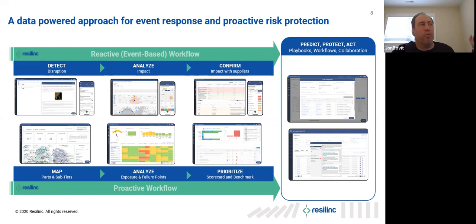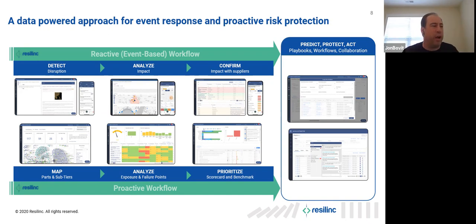That's what we call the react workflow, the reaction, being able to quickly react from detection on down. But there's also a whole idea around being proactive, having this information in one central place, so I can look for weaknesses in my supply chain, high-risk areas, hotspots, and proactively address them.